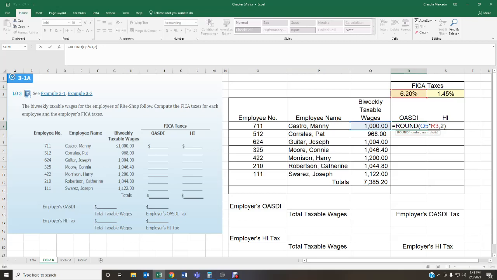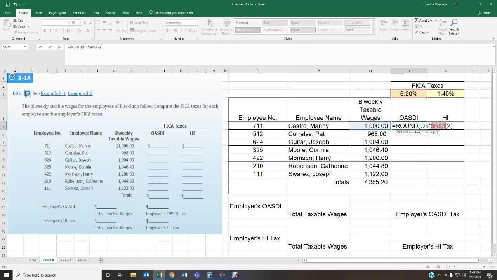How do I anchor, Ms. Mercado? Well, you're going to put your cursor in front of the R3, and then press F4. What F4 does is put a $ sign in front of the R and a $ sign in front of the 3. That anchors that number. And what does anchor mean? It means that that cell will stay fixed. So the formula will be 968 times 6.2, 1,004 times 6.2, 1,046.40 times 6.2. That's what it's doing. It's keeping that 6.2 fixed.